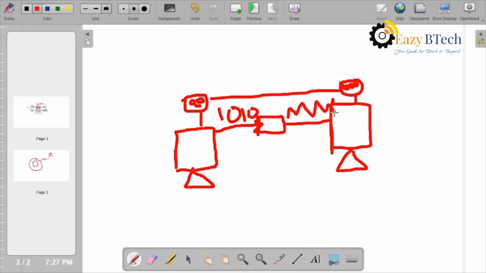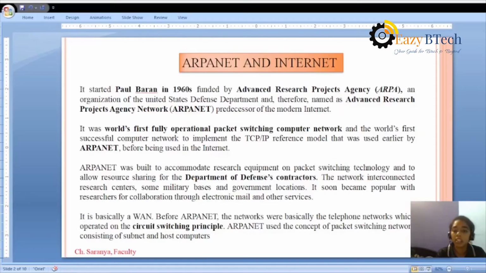So this is a circuit switching concept, which means we are using a telephone line concept for the network, that is nothing but circuit switching. To eliminate that, the ARPANET came as a new technology, which is nothing but packet switching. Here, in the packet switching concept, the network consists of a subnet and host computers.